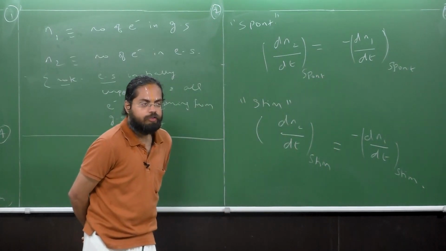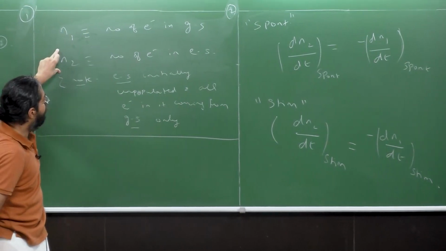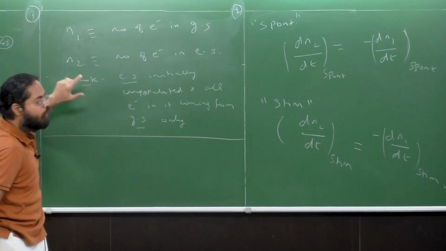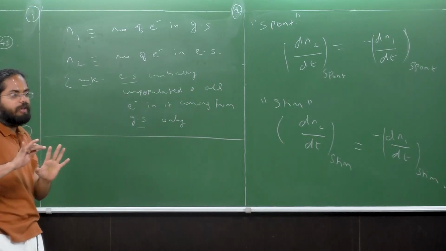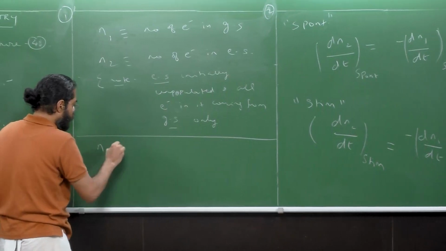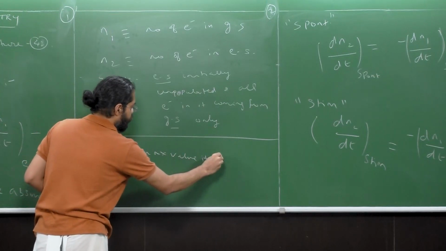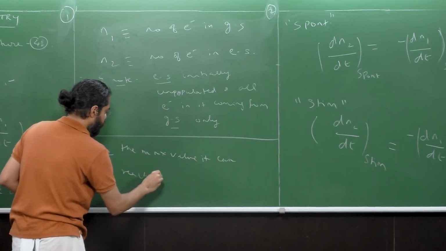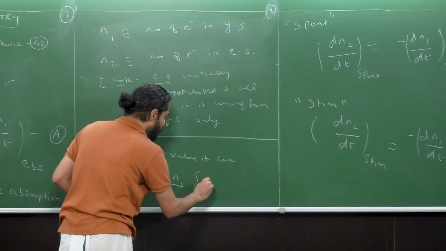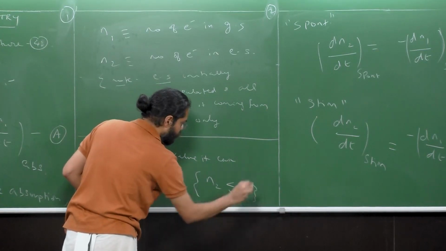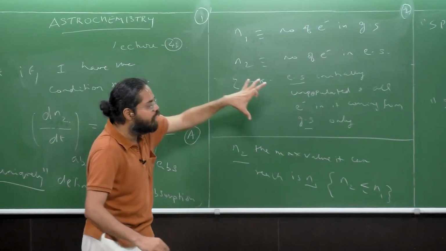So notice therefore that the total number of electrons in the ground state is N1 and in the excited state is N2, such that all the electrons are coming only from the ground state. All these N2 electrons are coming only from the ground state. In other words, the upper bound of N2, the max value it can reach, is N1. And because both N2 and N1 are positive numbers, my N2 is always less than or equal to N1. Always. This is just to mathematically make sure that everything that we're talking about is completely meaningful.